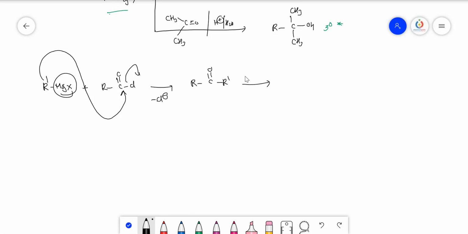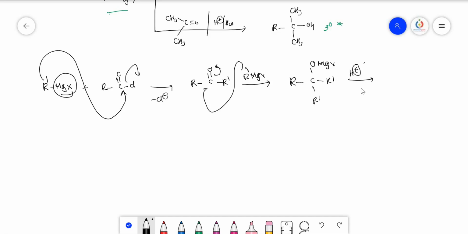But still this is a carbonyl compound, so there is a chance for one more Grignard reagent to attack. So again it attacks over here and replaces this pi bond, so that we get RCOMgX, with R' here and R' here also.